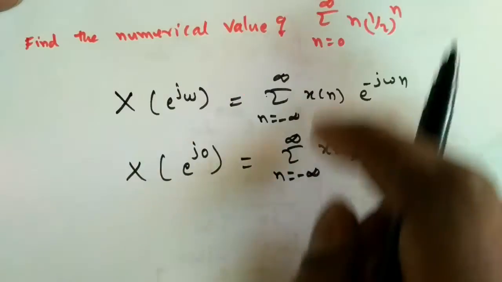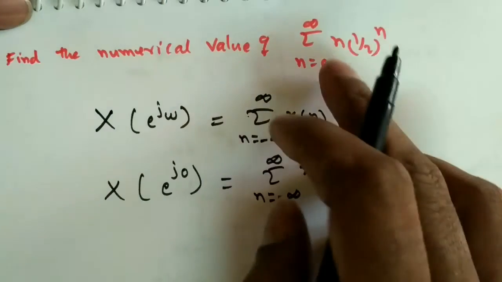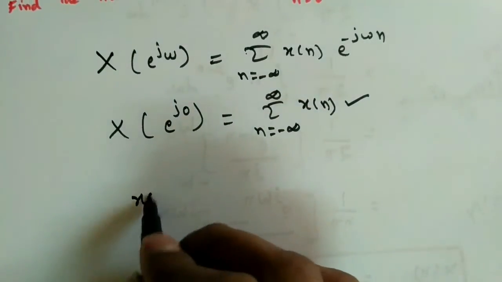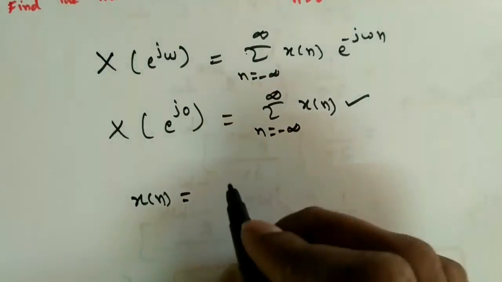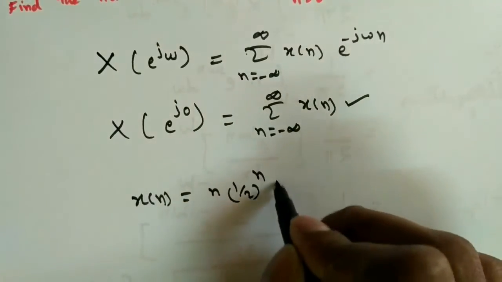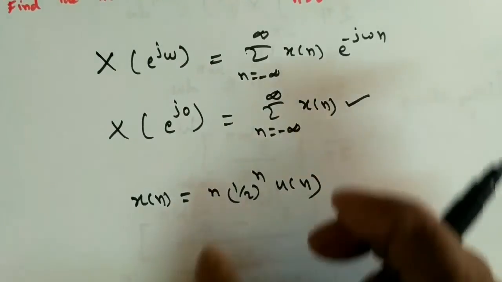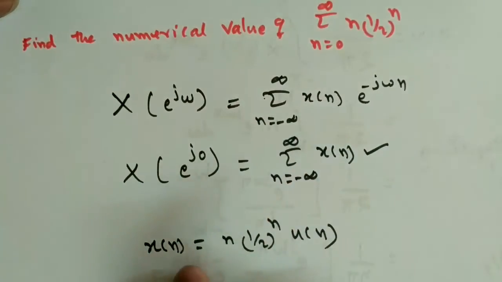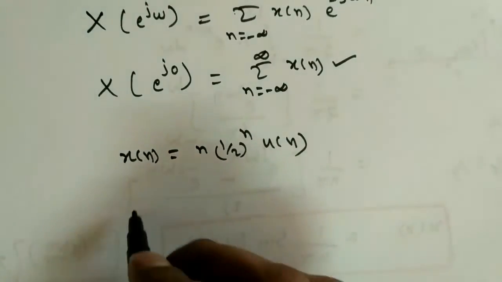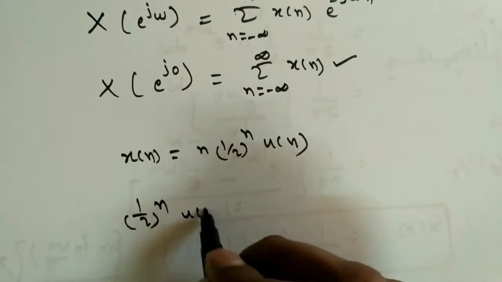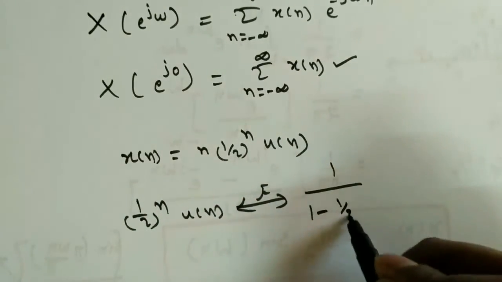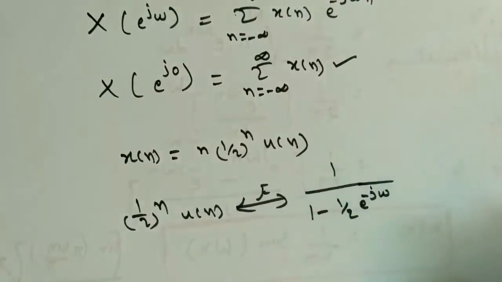Now if I relate these two, it is running from 0 to infinity. So what may be this x of n? From 0 to infinity, only one signal will be there, that is u of n. So we have to assume this is (1 by 2) power n u of n. Once we know the Fourier transform of this one, we just need to substitute omega equal to 0. So first we will find the Fourier transform of (1 by 2) power n u of n: 1 by 1 minus a, that is 1 by 1 minus 1 by 2 e power minus j omega.